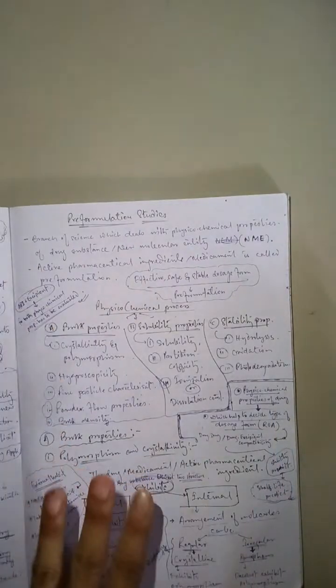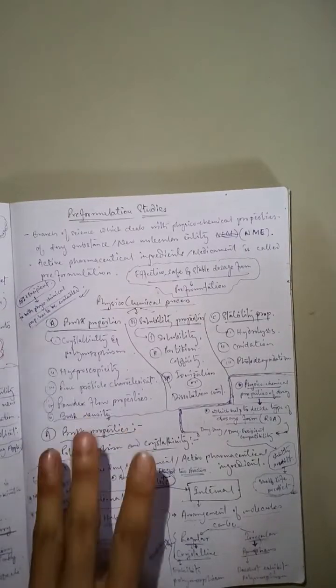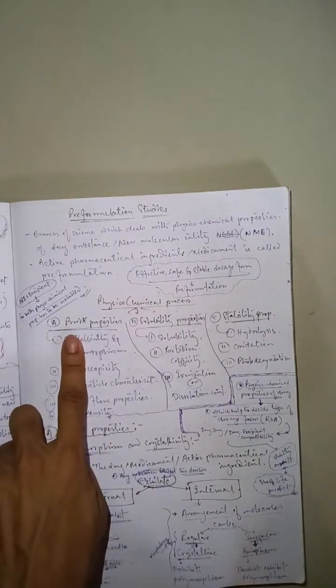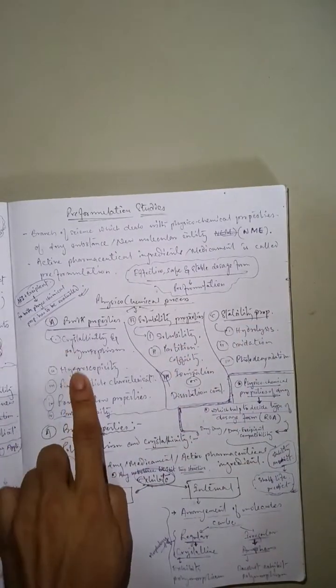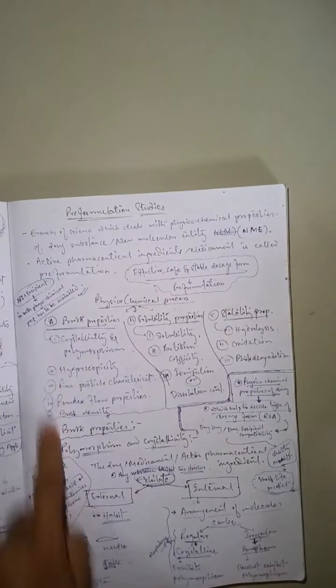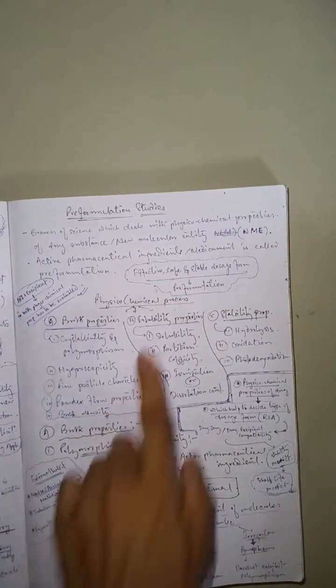In this, three things are studied: physicochemical properties. Number one, bulk properties, solubility properties, stability properties. Bulk properties contain crystallinity, polymorphism, hygroscopicity, fine particle characterization, powder flow properties, and bulk density.